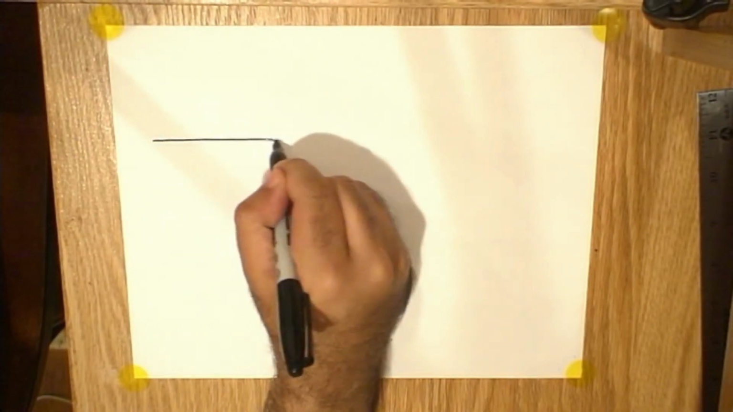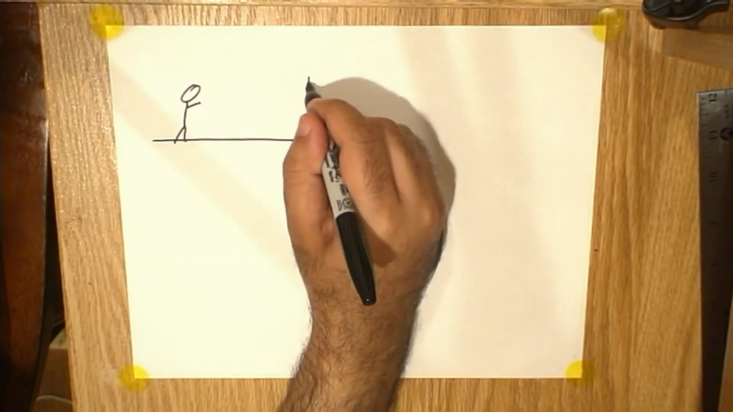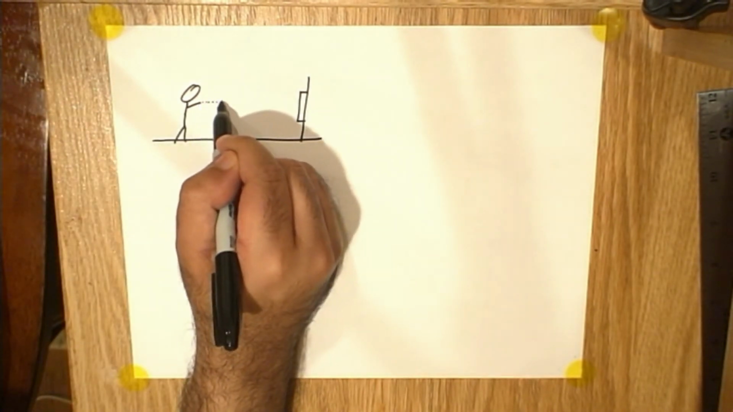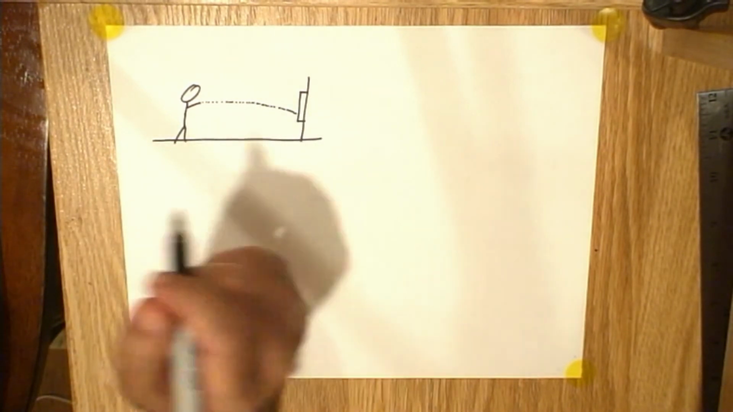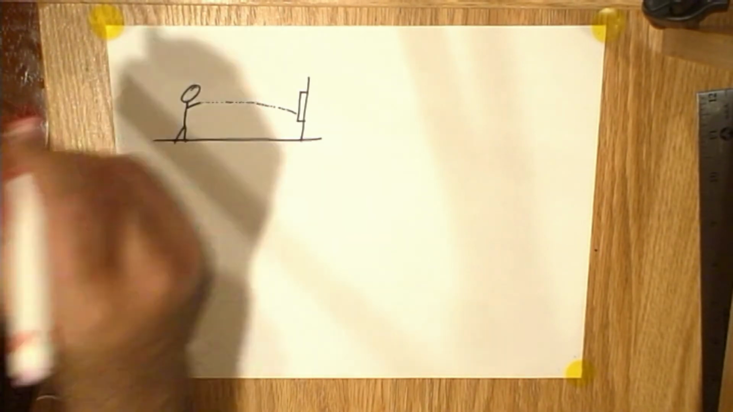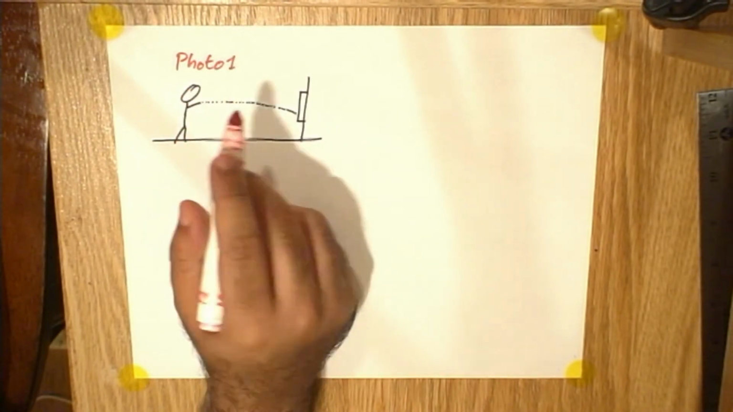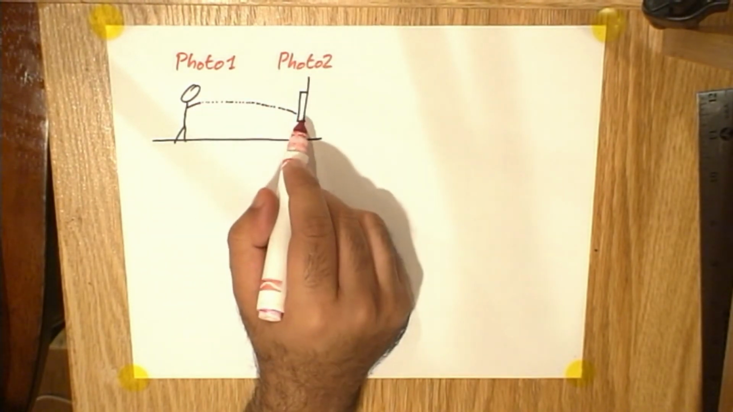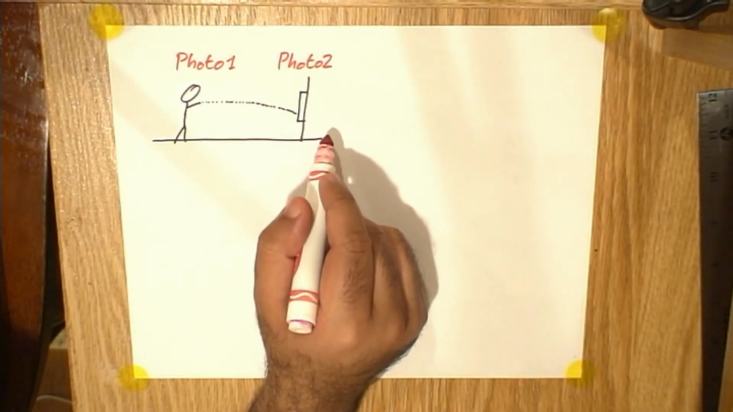This question involves a dart player. So we have someone over here who is throwing a dart at a dartboard, and the dart is going to leave their hand and slightly arc downwards as it travels because it's going to fall under gravity. I'm going to set photo 1 as being when the dart leaves our player's hand, and photo 2 as being the instant before the dart hits the dartboard, let's say a nanosecond before.